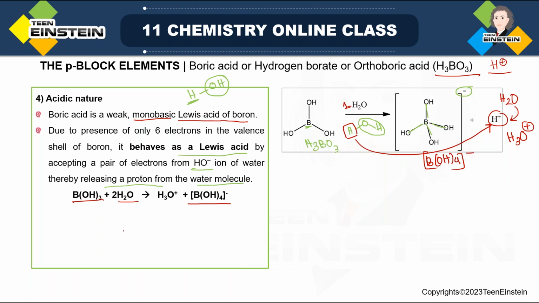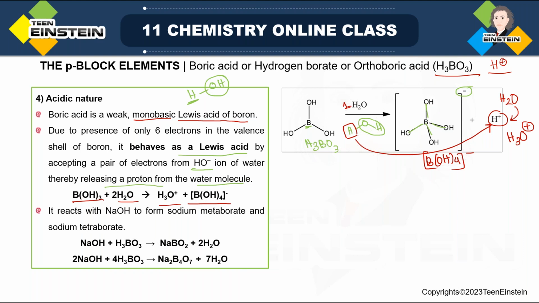And there is hydronium ion. So when you are writing 2 water molecules, you have to write hydronium. But if you are writing 1 water molecule, you have to write simply H plus. So based on this, the acidic nature problem is very common. So be very careful.